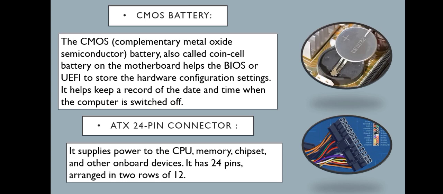Next is ATX 24-pin connector. It supplies power to the CPU, memory, chipset, and other onboard devices. It has 24 pins arranged in two rows of 12. Some older motherboards may have a 20-pin connector instead, in which case you can use an adapter or a PSU that has a 20 plus 4-pin connector that can split into two parts.